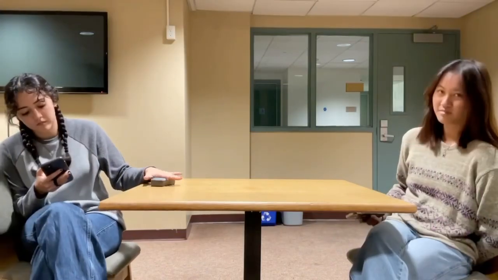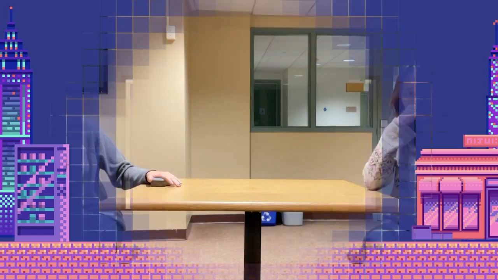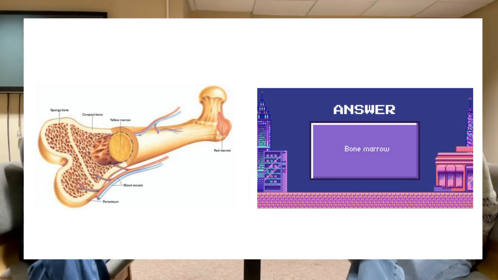Round 9. I am a soft gelatinous tissue found in bone cavities. In children, all of me is red, but in adults, I can be red or yellow. I serve as a site of hematopoiesis in flat bones and the ends of long bones, and with age or disease, I can convert from yellow back to red. Who am I? Bone marrow? Correct. Bone marrow produces blood and stores fat.